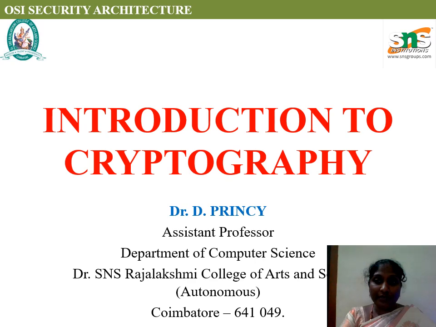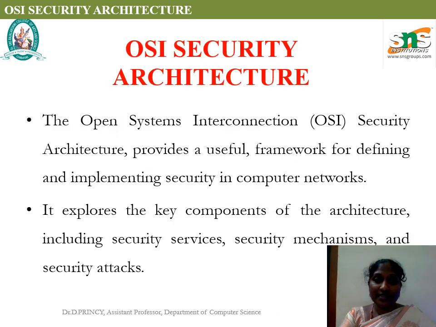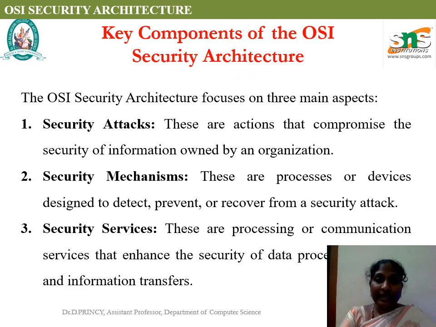In this video, I'm going to explain about OSI Security Architecture. It is an Open Systems Interconnection security architecture which is used to provide a useful framework for defining and implementing security in computer networks. It explores the key components that include security services, security mechanisms, and security attacks.